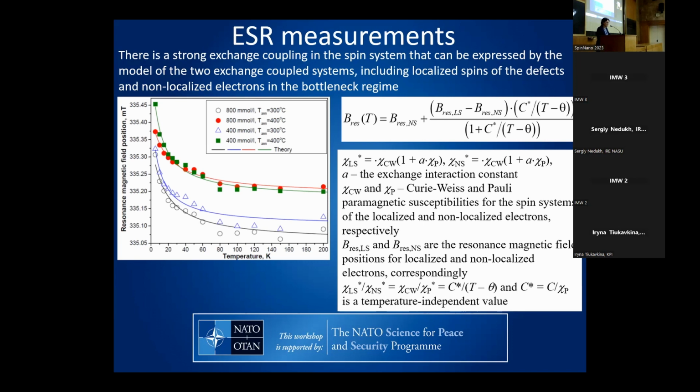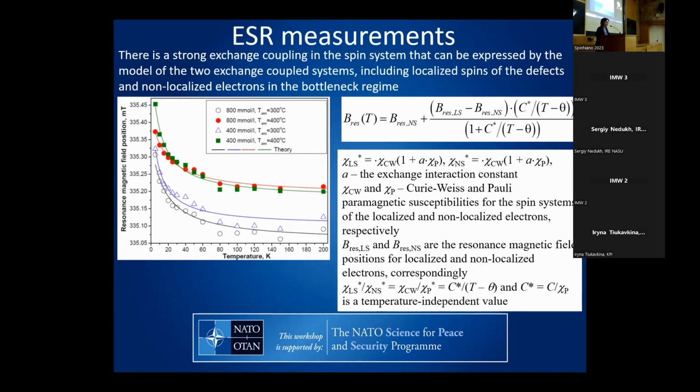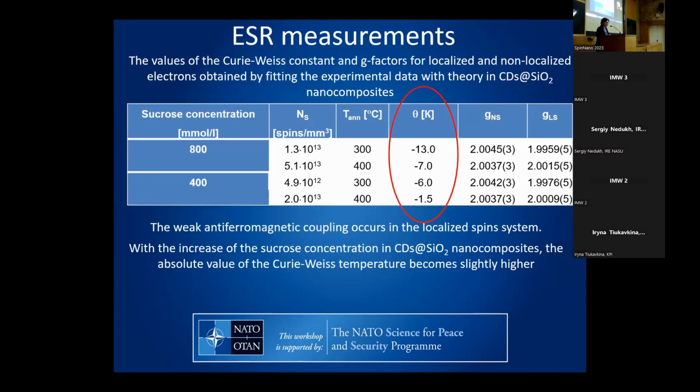theoretically, and in this equation two parameters are important. It's the resonance magnetic field position for localized and non-localized electrons, and using the resonance condition for ECR, we have found the g factors for localized and non-localized electrons in our system. So here is a table where we put the values of Curie-Weiss temperature and those g factors that we found using the fitting of experimental data.